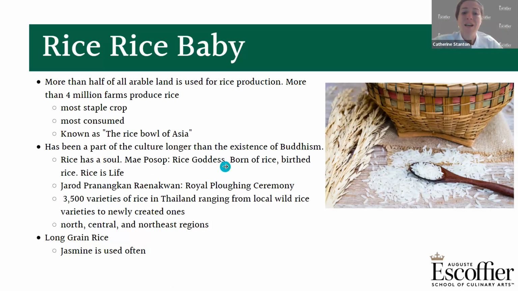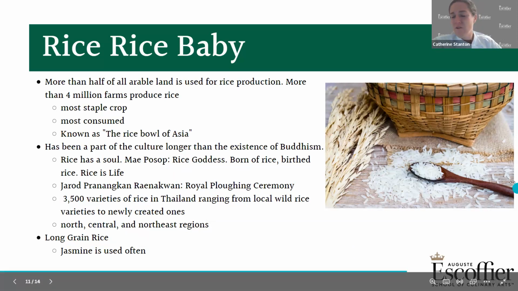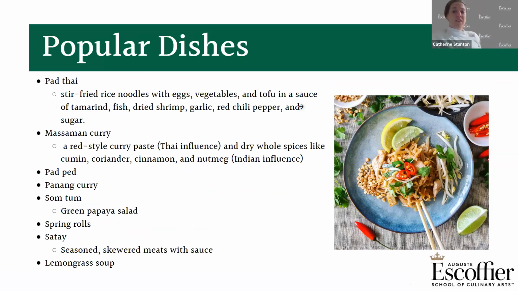Interestingly enough, there are 3,500 varieties of rice in Thailand, ranging from local wild rice to newly created ones, hybrids, different versions, right? 3,500. How many can you think of? I certainly would not hit 3,500. At best, and not just from Thailand, I could give you maybe 25 varieties of rice. 3,500 is intense and immense. And then, of course, you've got that long grain rice, but we do see jasmine being the preferred long grain rice here.